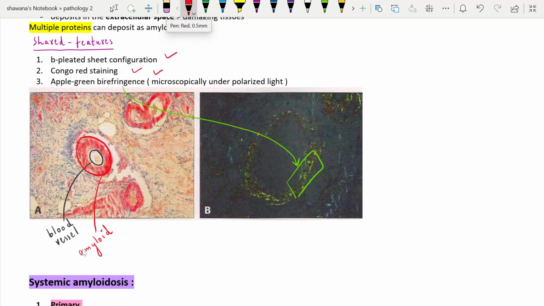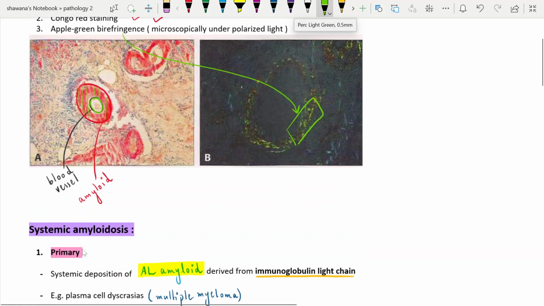Two images are shown below, and in the first image you can see a blood vessel, and surrounding the blood vessel we can see a Congo red stain. It's the amyloid, okay, it's amyloid protein. And in the second image, this is the apple green birefringence under polarized light, seen microscopically.